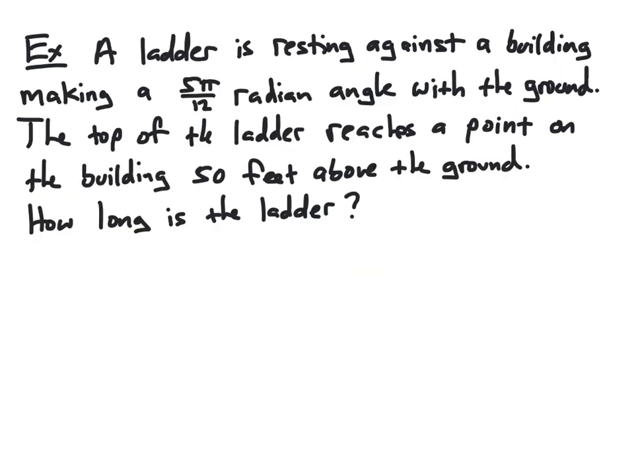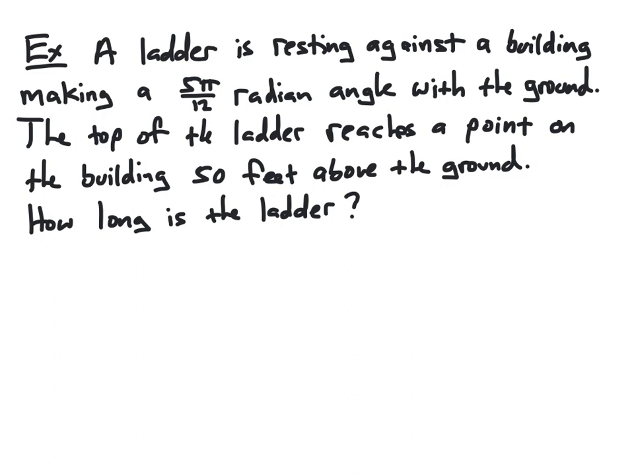In this example, we have a ladder resting against a building, making a 5 pi over 12 radian angle with the ground. The top of the ladder reaches a point on the building that's 50 feet above the ground, and we'd like to determine the length of the ladder.